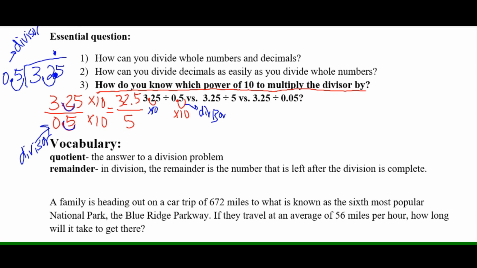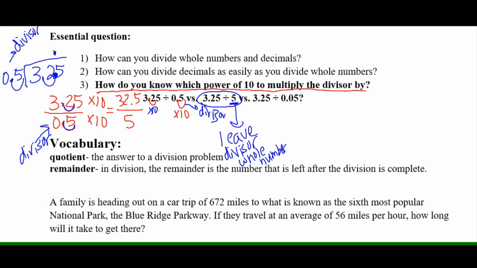So this one right here, our divisor is the 5. And since our 5 is already a whole number, we're just going to leave it alone. Because our divisor is already a whole number. So the goal is to make your divisor a whole number. If it's a whole number, you want to leave it alone. Now let's look at this next one.